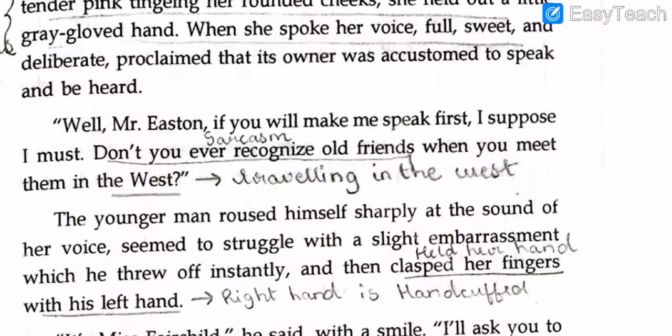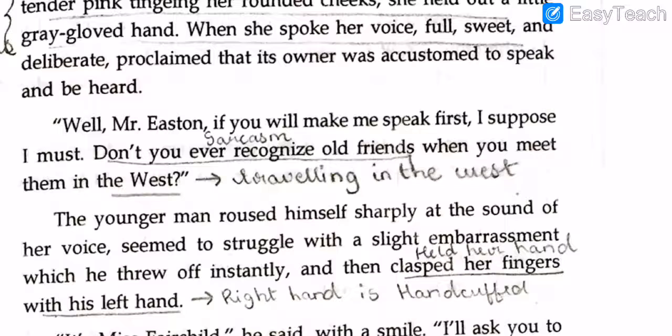The one that we saw in the first paragraph, the well-mannered man with the handsome presence, he is no one other than Mr. Easton, all right? So Miss Fairchild says, don't you recognize old friends in the West? She's saying this with a slight bit of sarcasm. That, hey, you didn't recognize me. How is that possible? Why didn't you recognize me?